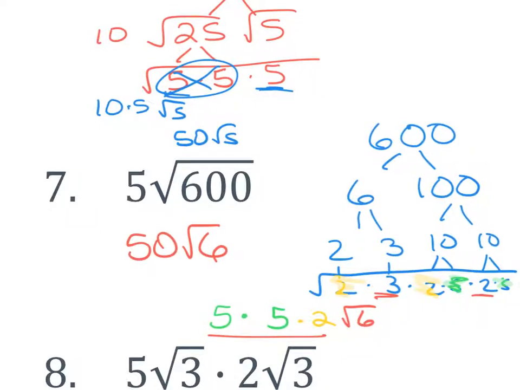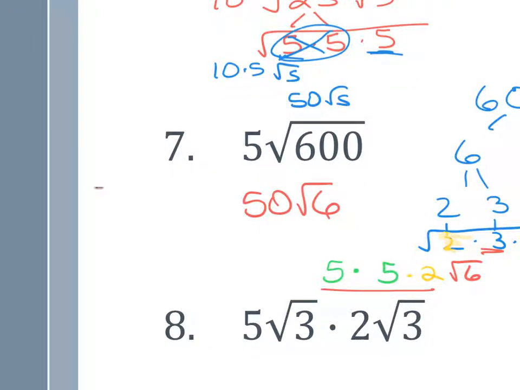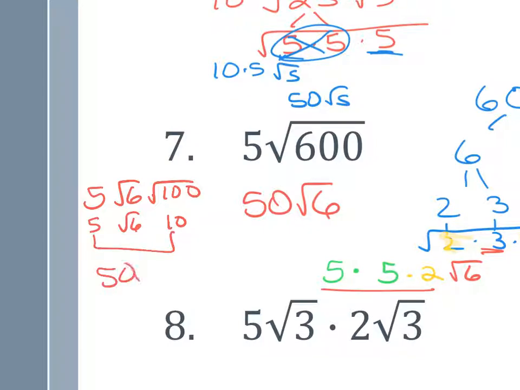Good? Now again, you could have just done this. Break the 600 into 6 times 100. Square root the 100 to a 10. Leave the radical 6 there, and then just multiply these two. 50 radical 6. So for those of you who are going to catch those perfect squares, take care of it. Square root it, pull it out, put it to the side. So that is simplifying radicals.